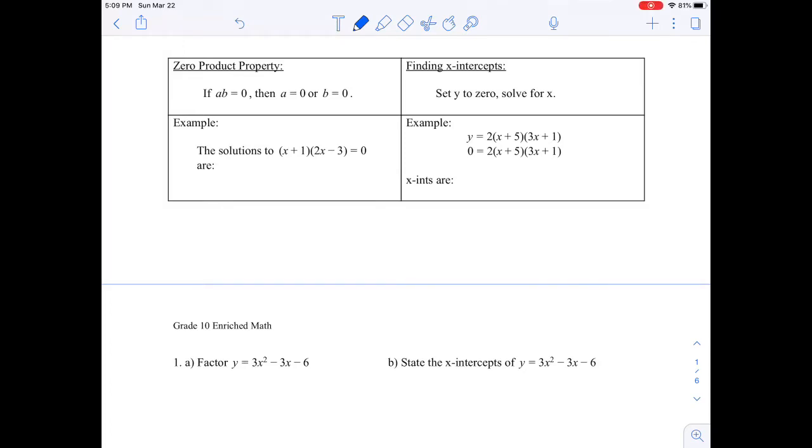Welcome to lesson 3, part 2. Now we are going to move on to the factored form of quadratics and what that means for graphing and for solving some word problems.